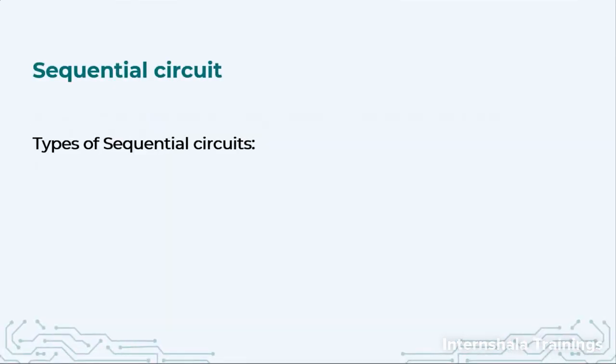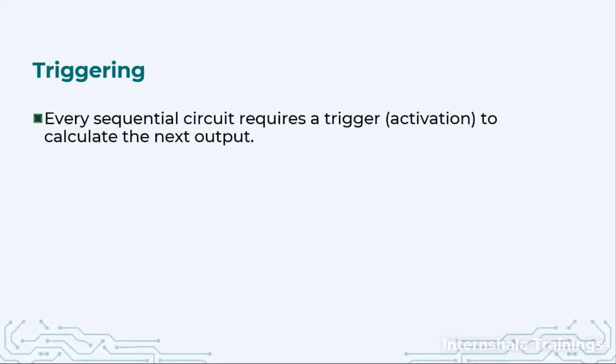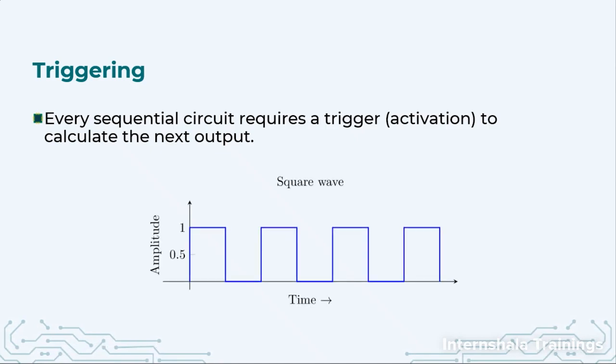So sequential circuits are of two types. The first one is edge triggered and the second one is level triggered. What are these two types? Let us discuss them. So first of all, the triggering concept. Every sequential circuit requires an activation which is called triggering. Whenever we provide a trigger, then only this circuit will compute the output. This triggering is generally provided with the help of a clock. So here we have a square wave and this can be used as a triggering signal.